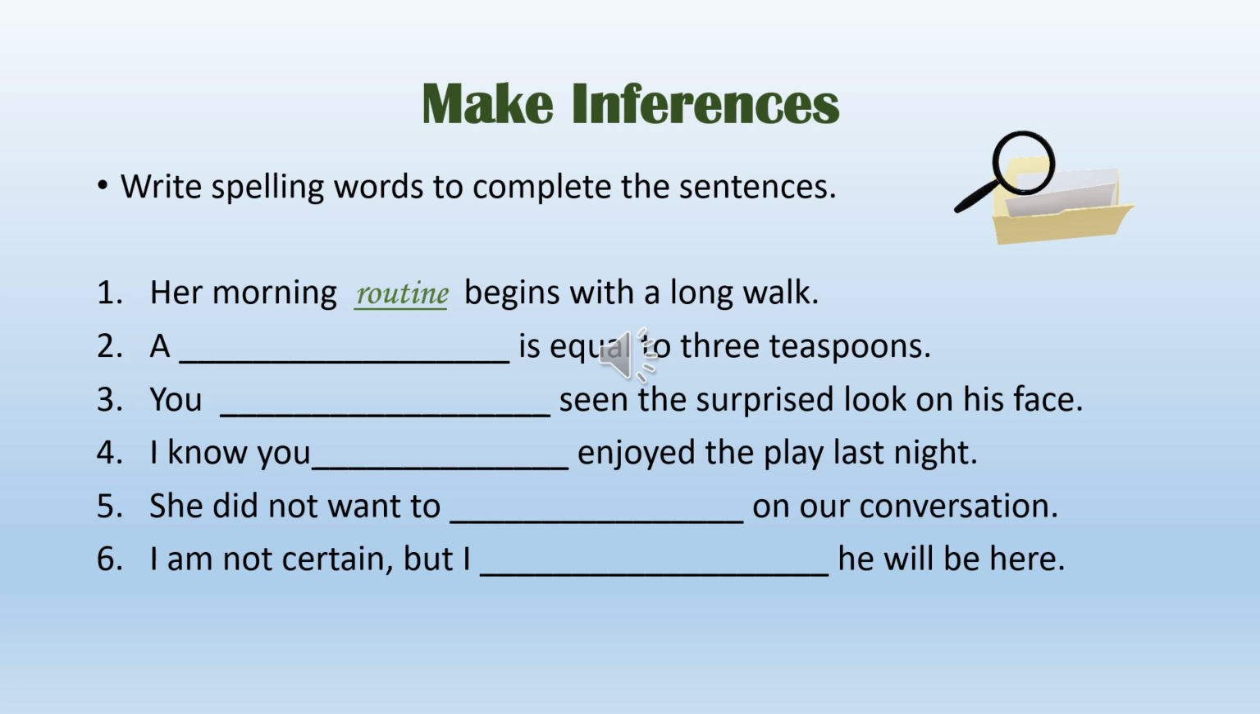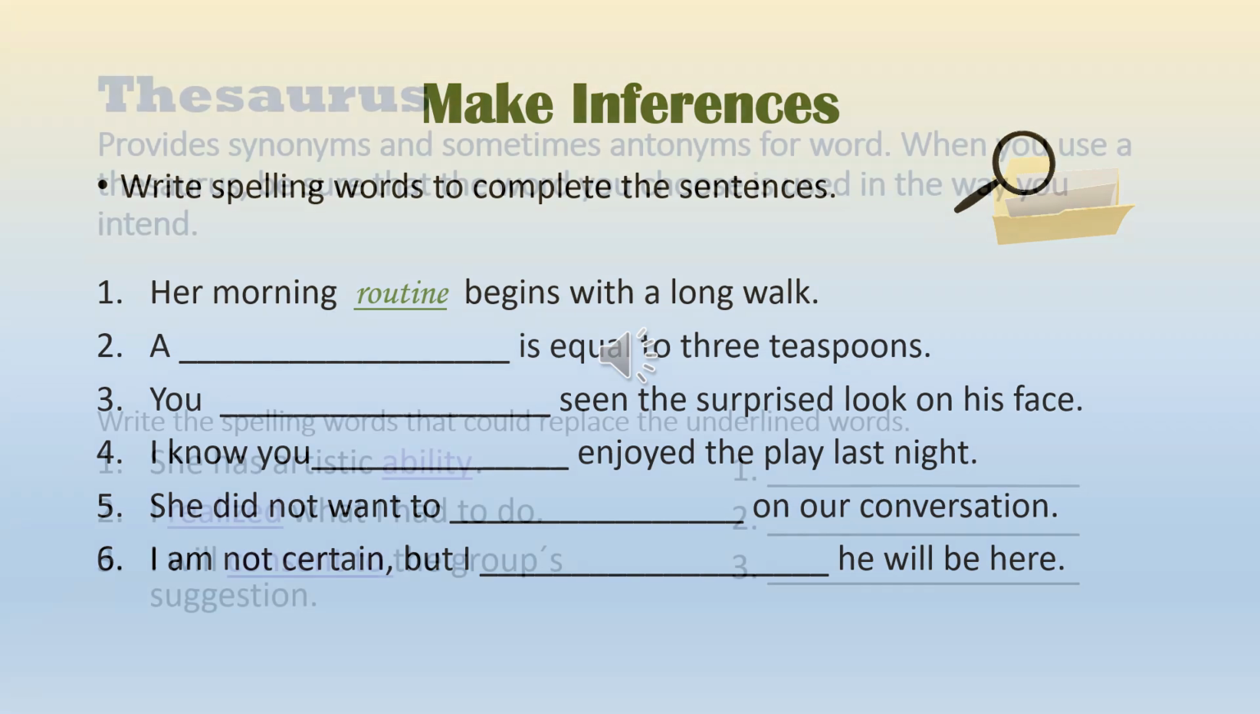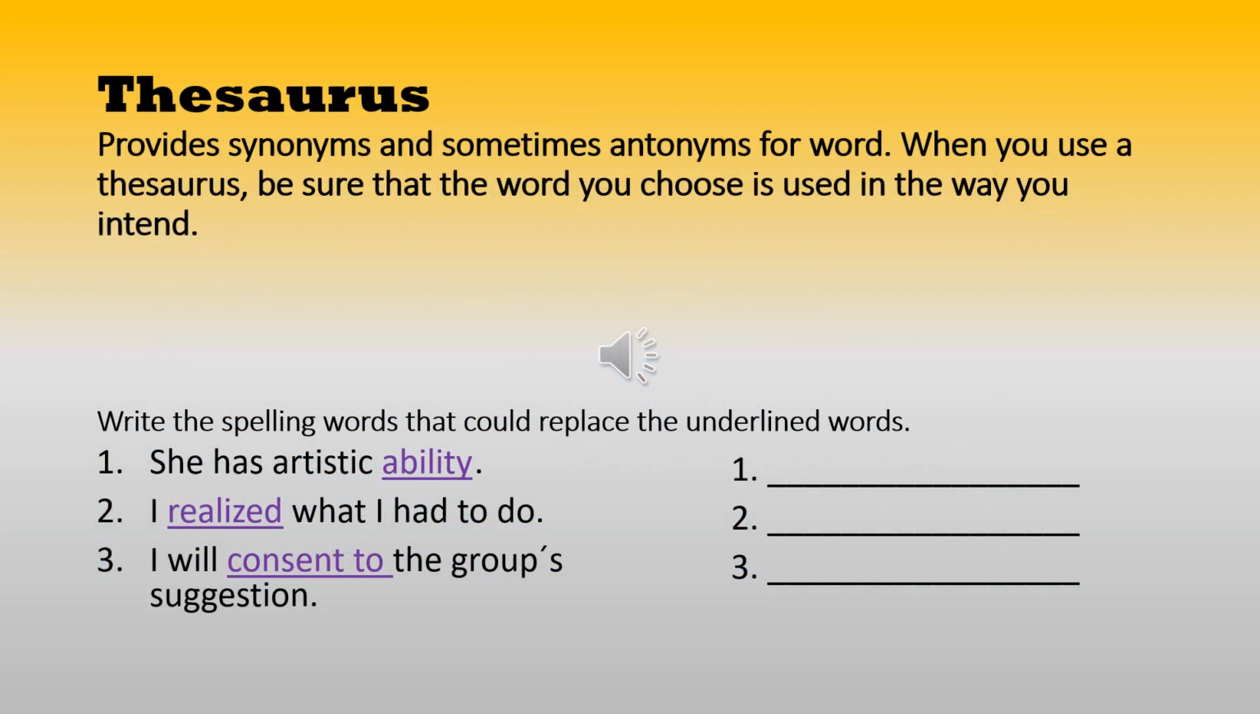Now let's move to the next page, please. The title for this page is Thesaurus. What is a thesaurus? The definition that I just found is that a thesaurus provides synonyms and sometimes antonyms for a word. When you use a thesaurus, be sure that the word that you choose is used in the way you intend. A thesaurus is like a dictionary, but you don't have a definition.